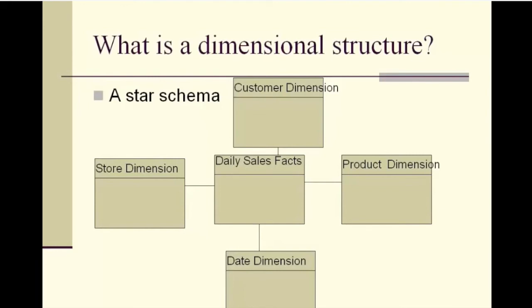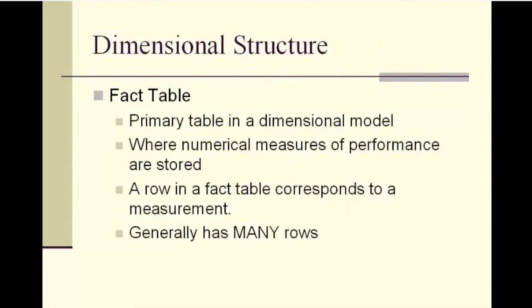In the center of the star, we might have a fact table. We might have facts, measures, numbers about daily sales. This would be where perhaps information from the order and order details tables might be collected. And then we have various dimension tables. One for the customer information, one for the product, one for the date, and one for the store. This is just an example, but the structure, a fact table central to a number of dimension tables, is typical of star schema and dimensional structure.